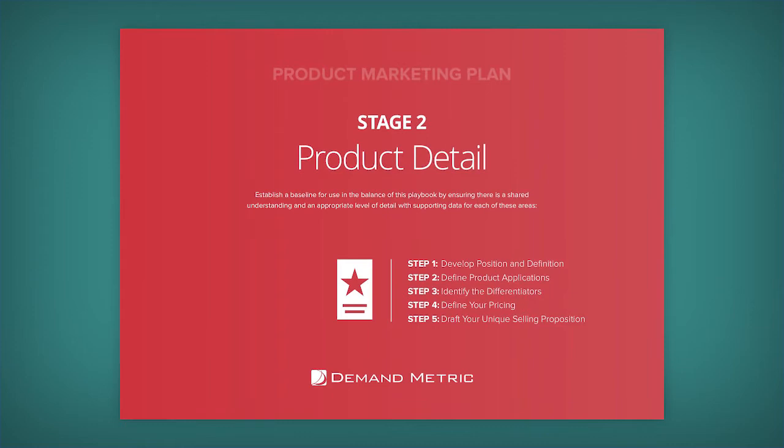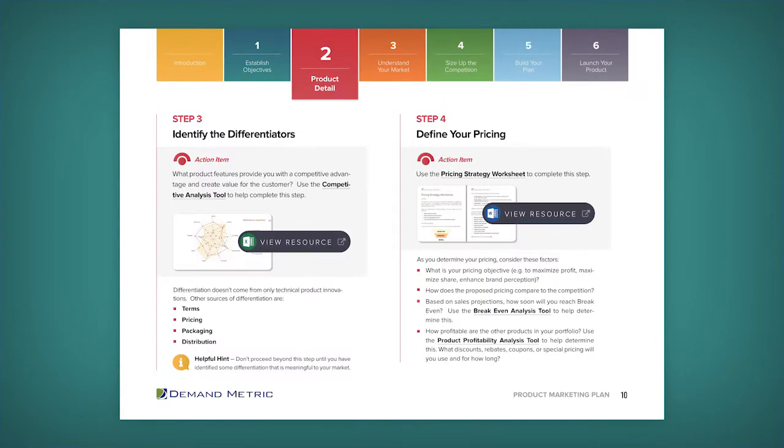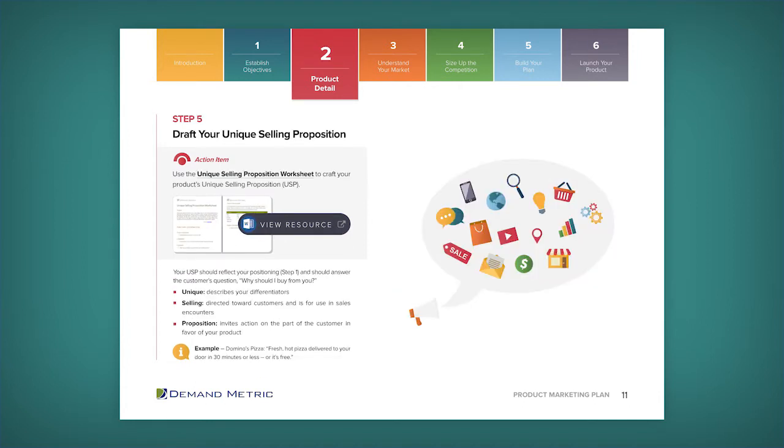For stage number 2, we move on to product detail. And here we start by developing a position and definition for the product, and then defining product applications, identifying the differentiators, defining your pricing, and ultimately drafting your unique selling proposition.